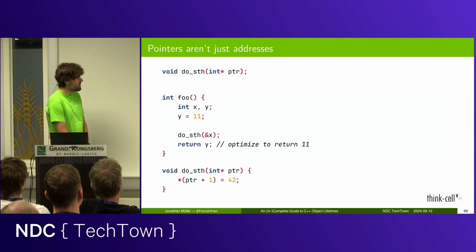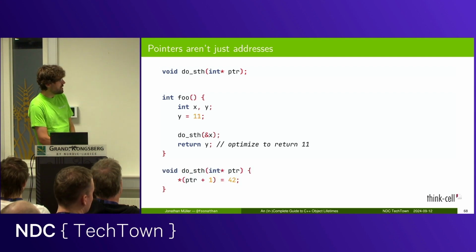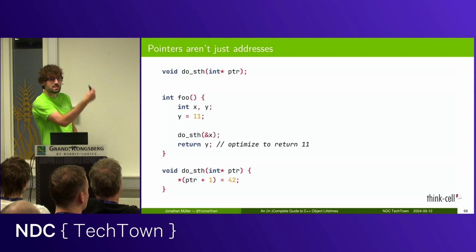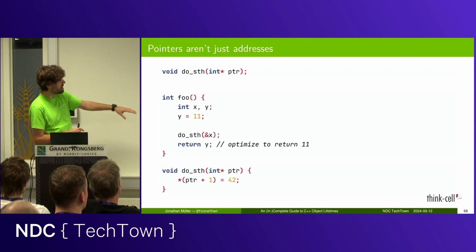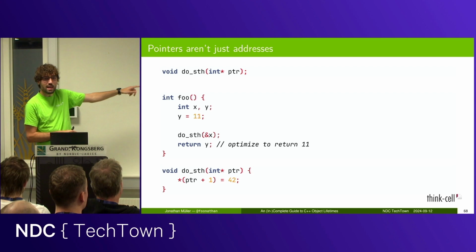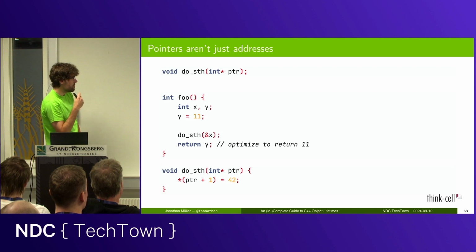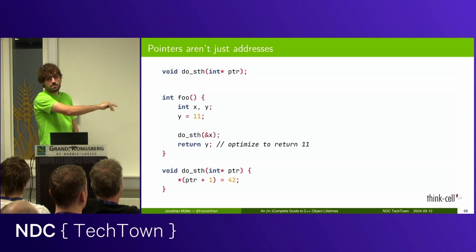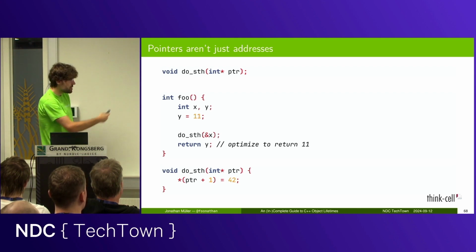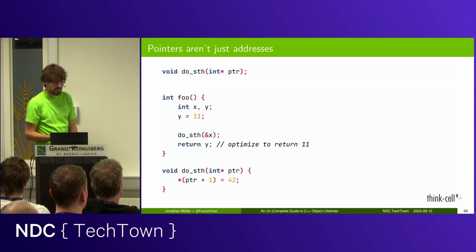But what if this is the definition of do_something? So do_something goes ahead and takes the address, adds 1 to it, and sets that to 42. And let's say the stack is set up in such a way that even though we gave it x, this reaches y. This changes y. Then the optimization would be invalid. So, okay, maybe we're just not allowed to write do_something like that, because we don't know that pointer plus 1 points to y.